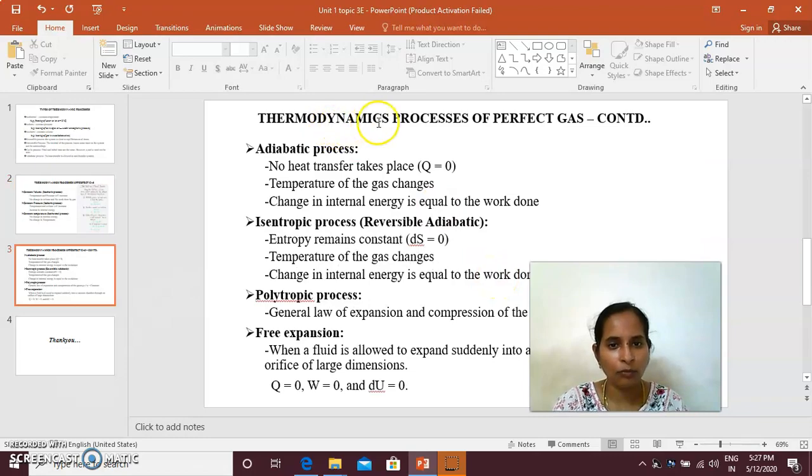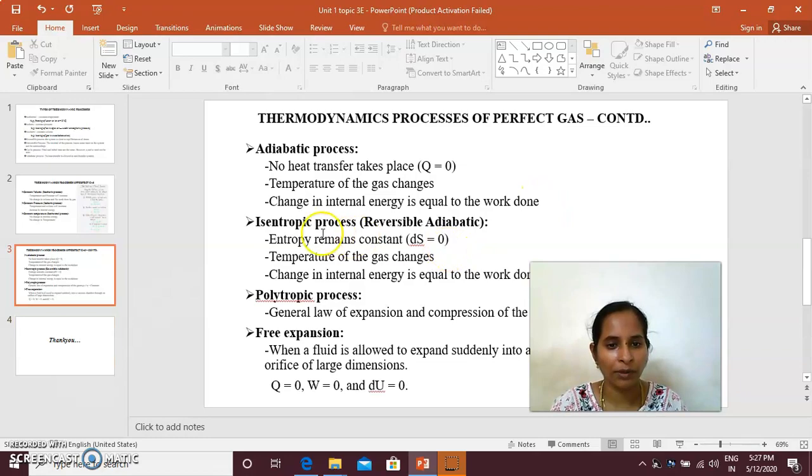And now some other thermodynamic processes. Adiabatic means no heat transfer, Q equal to 0. So the temperature of the gas changes, and the change in internal energy is equal to work done.